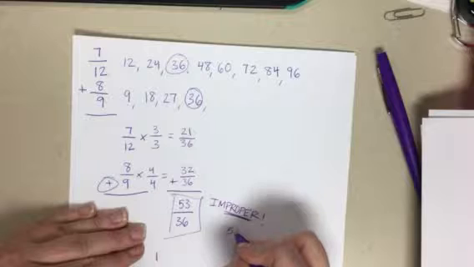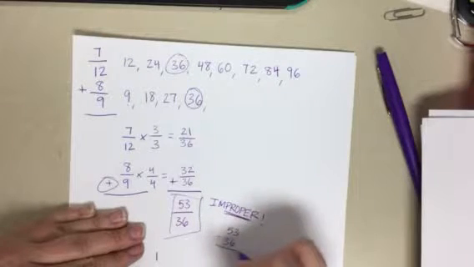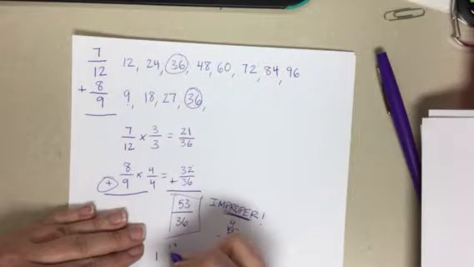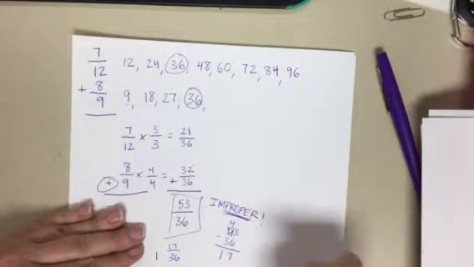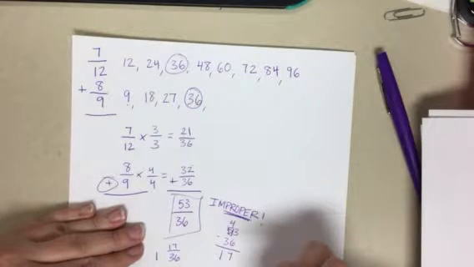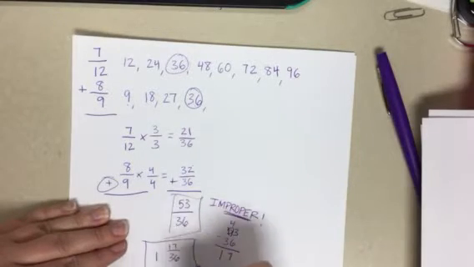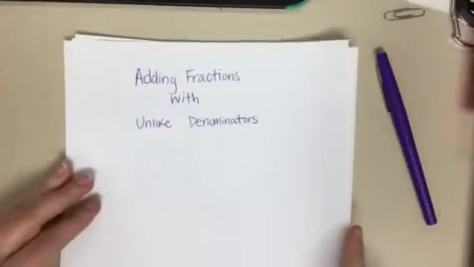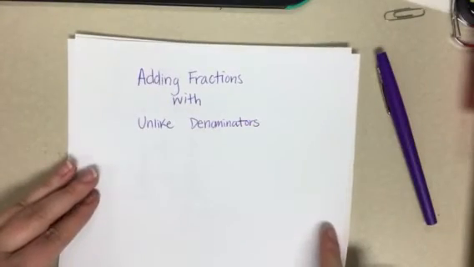And then let's just do a little side note. 53 minus 36. 13 minus 6 is 7. 17 left over. Okay, and then we're also checking, can I simplify this at all? Nope, 17 is a prime number, and 36 is not 17 doubled. So this is as good as it gets. All right, I hope you enjoyed my lesson on adding fractions with unlike denominators.